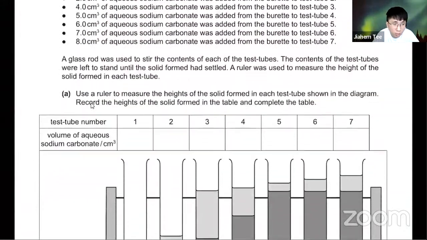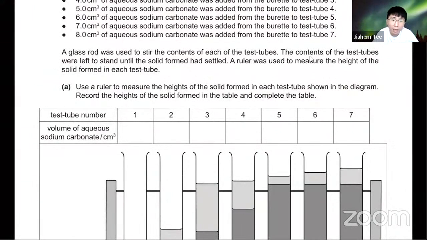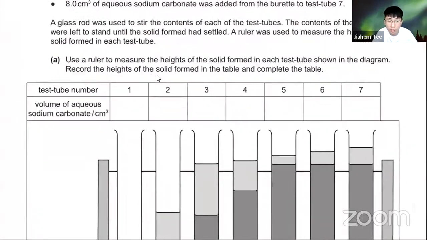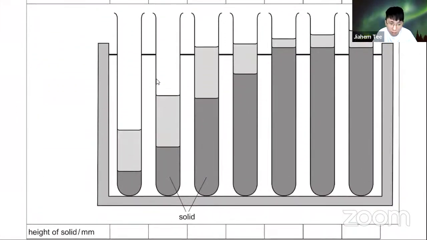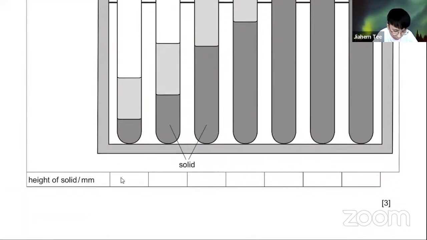Then what they do is stir with a glass rod, and then the test tubes were left to stand until the solid formed has settled. So you let the solid settle down first. Then only you take a ruler to measure the height of the solid formed in each test tube. So guys, this one here is actually very simple. Just take a ruler and measure the height in millimeters. Okay, so you see, they put the words height of solid / mm.